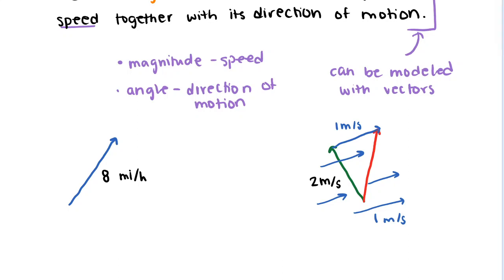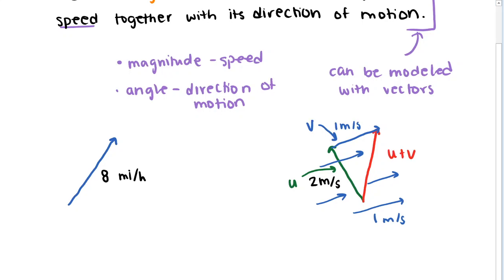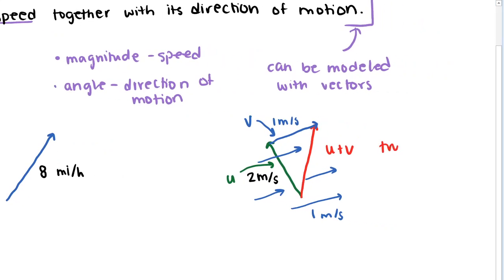So here if I call this vector u our green vector, and v our blue vector, then u plus v is the true velocity of the swimmer. So the direction in which they'll travel and the speed at which they'll travel after the influence of the current of the water in which they're swimming.